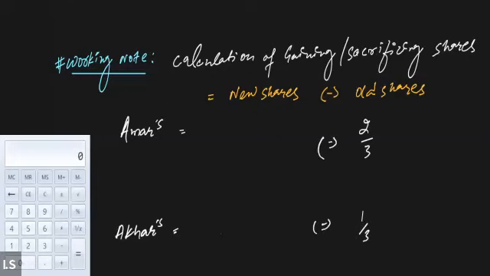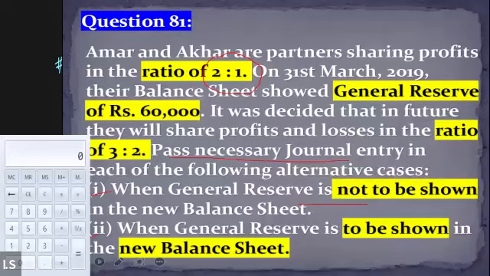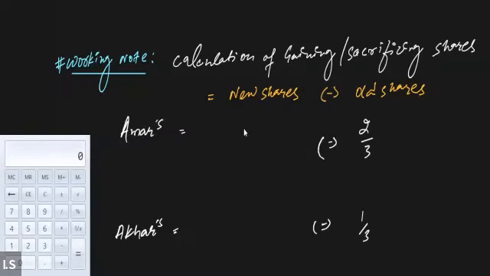Now they have decided to share the profit and losses in the ratio of, say, 3:2. So that means the new profit sharing ratio is 3/5, and for Akhar it is 2/5. Right. So now we will apply the formula: 3/5 minus 2/3. So it will be 15 in the denominator. Then 9 minus 10, it will be minus 1/15. Is it correct, everyone? Please confirm. Is this calculation correct and clear to all of you?